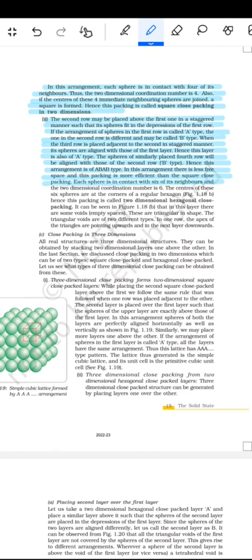Each sphere is in contact with six of its neighbors and the two-dimensional coordination number is 6. The centers of these six spheres are at the corners of a regular hexagon. Hence, this packing is called the two-dimensional hexagonal close packing.